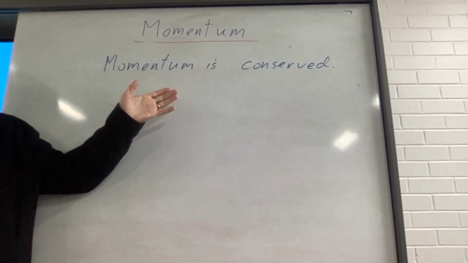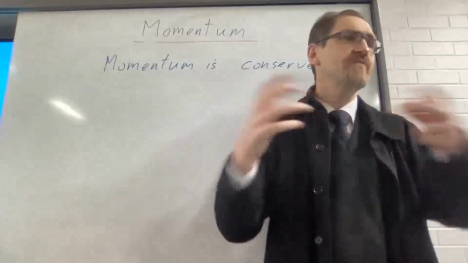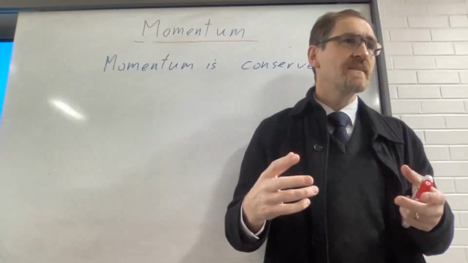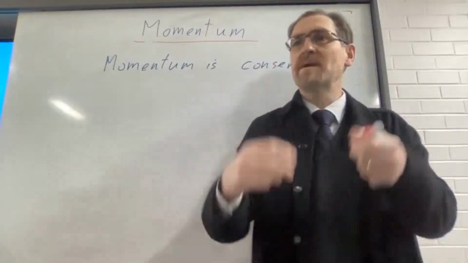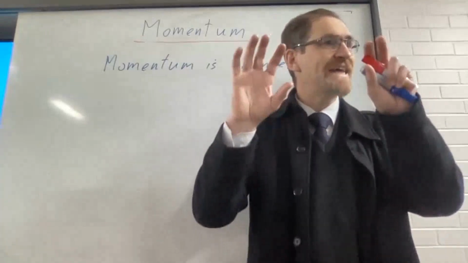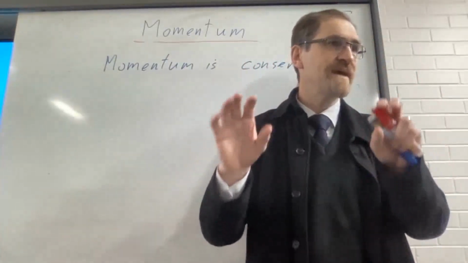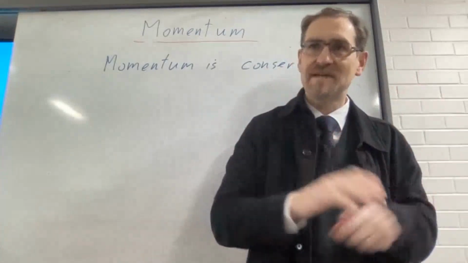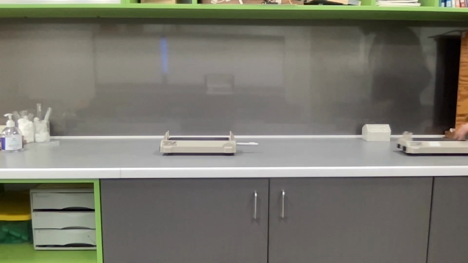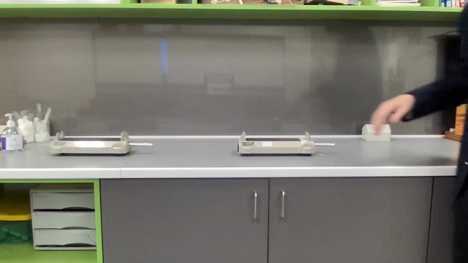Momentum is conserved. If two objects interact with each other, the momentum they have before the interaction and the momentum they have after the interaction is the same as a sum total. Momentum before is the same as the sum total as the momentum after. And we saw that yesterday when we were mucking around with the trolleys. We had a bit of an intuitive sense of it.